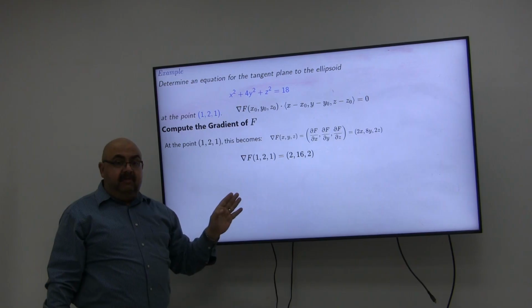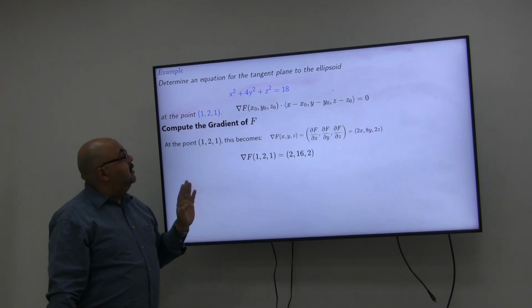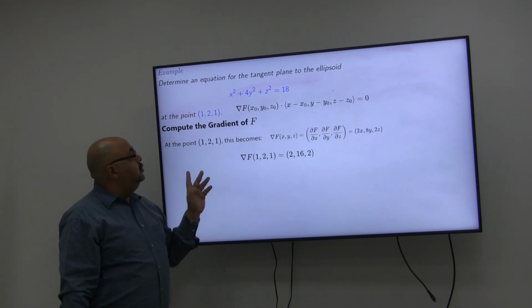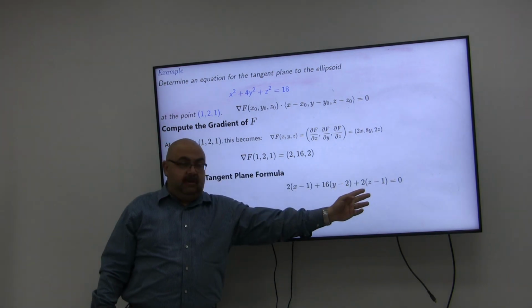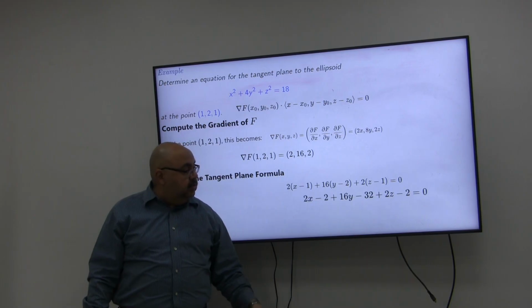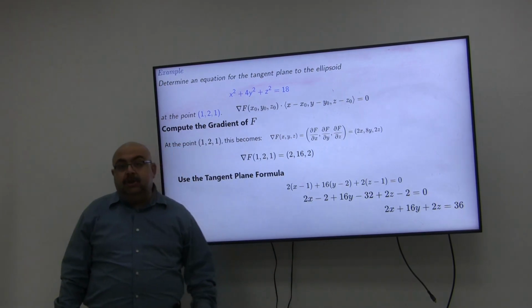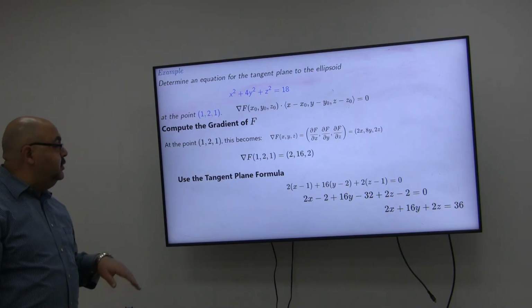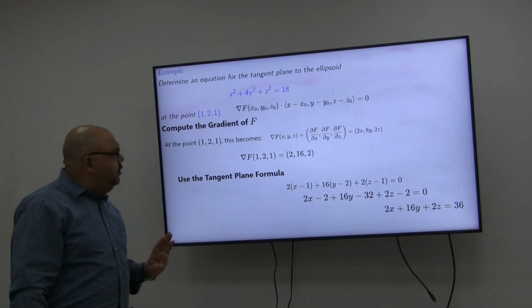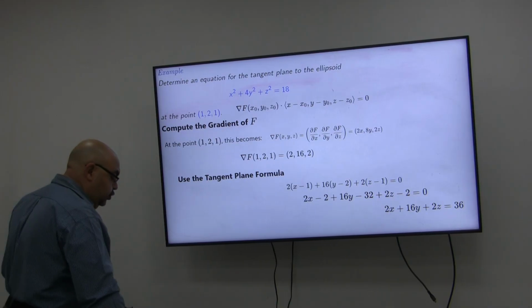Multiplying these 3 values by x minus 1, y minus 2, z minus 1. This is what's going to happen. x minus 1, y minus 2, z minus 1, and putting it equal to 0. And that's going to be the equation of the tangent plane, as I told you, at the point 1, 2, 1. Very, very simple and easy to do.